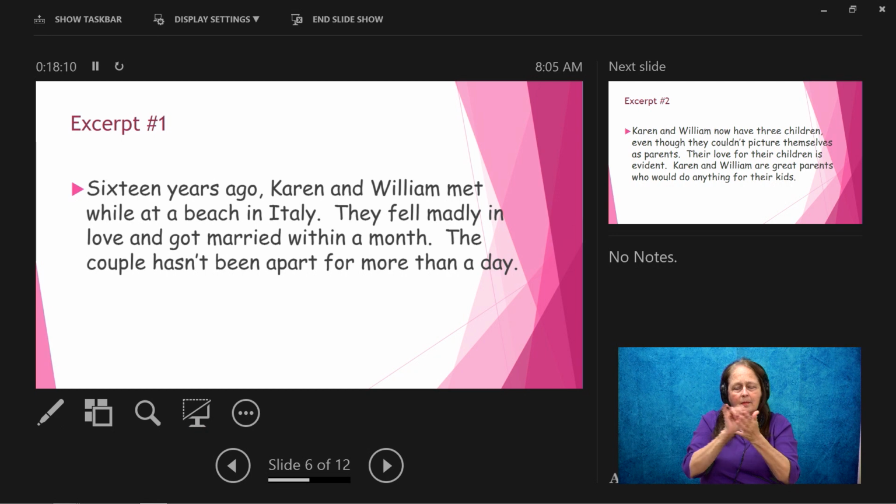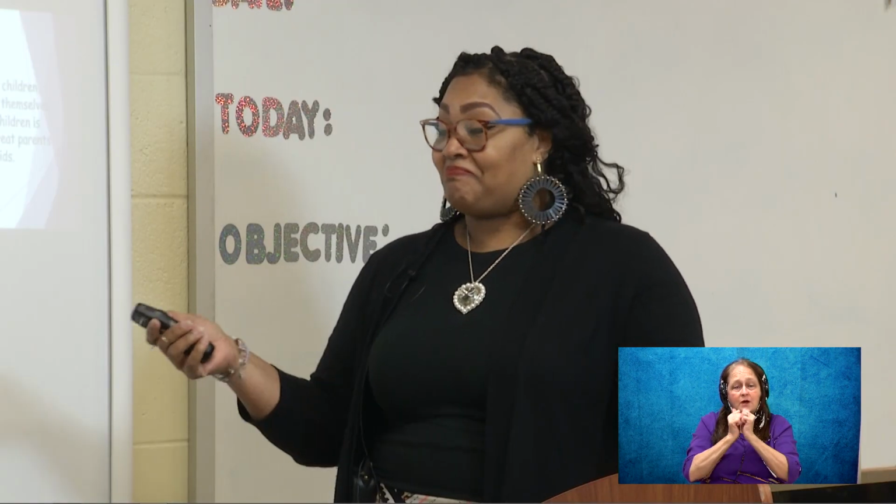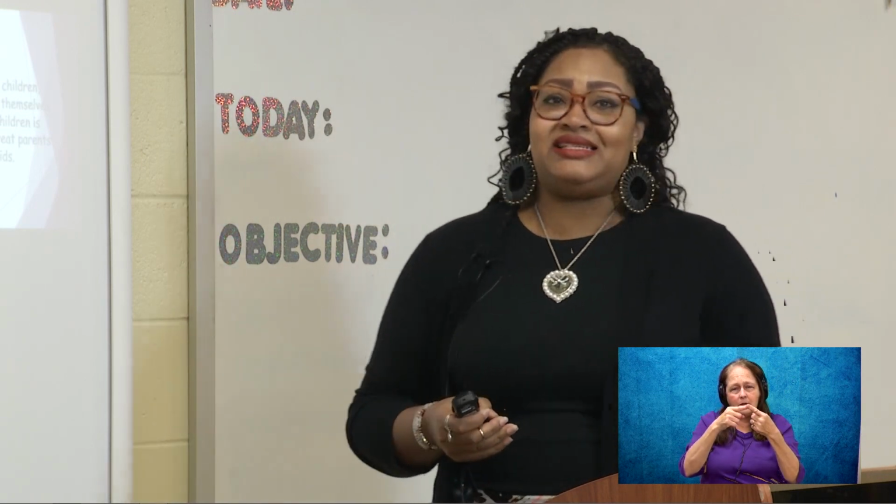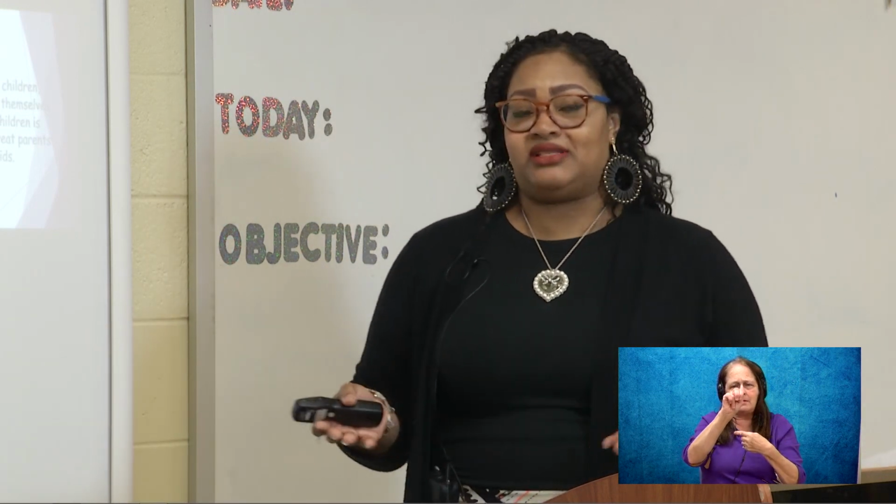That means they're together 24/7, kind of like you're experiencing now because you're being quarantined. Now, let's focus on the text. So 16 years ago, they met, they got married within a month. It didn't say anything else. It said they're together all the time, so we can assume that they're still together. Now, let's think about it. What's the main idea for this text? What is this mostly about?